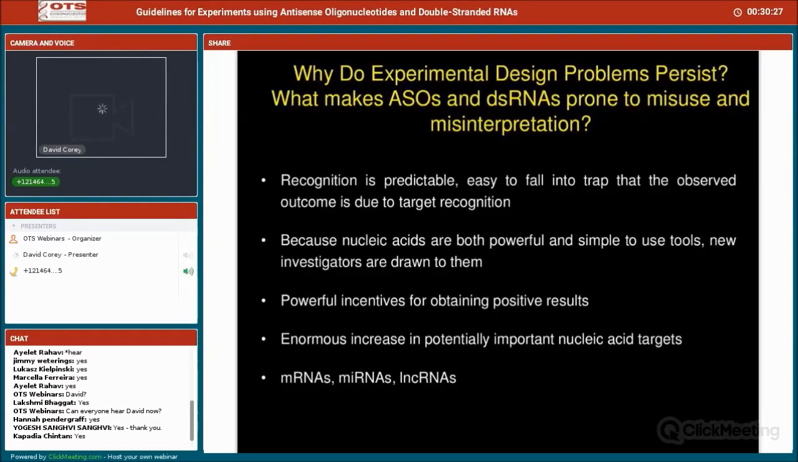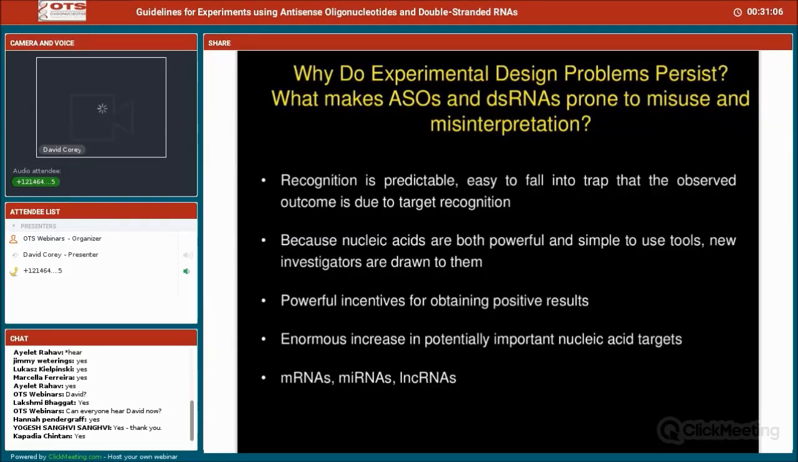Another reason is that, let's face it, there are very few incentives for obtaining negative results, but there are very powerful incentives for obtaining positive results. That's another way of saying that it's easy to not do enough controls, see the result that you want, move forward, and publish your results. And because a lot of reviewers out there are not familiar with ways in which to design appropriate experiments with nucleic acids, those results end up getting published in the peer-reviewed literature.